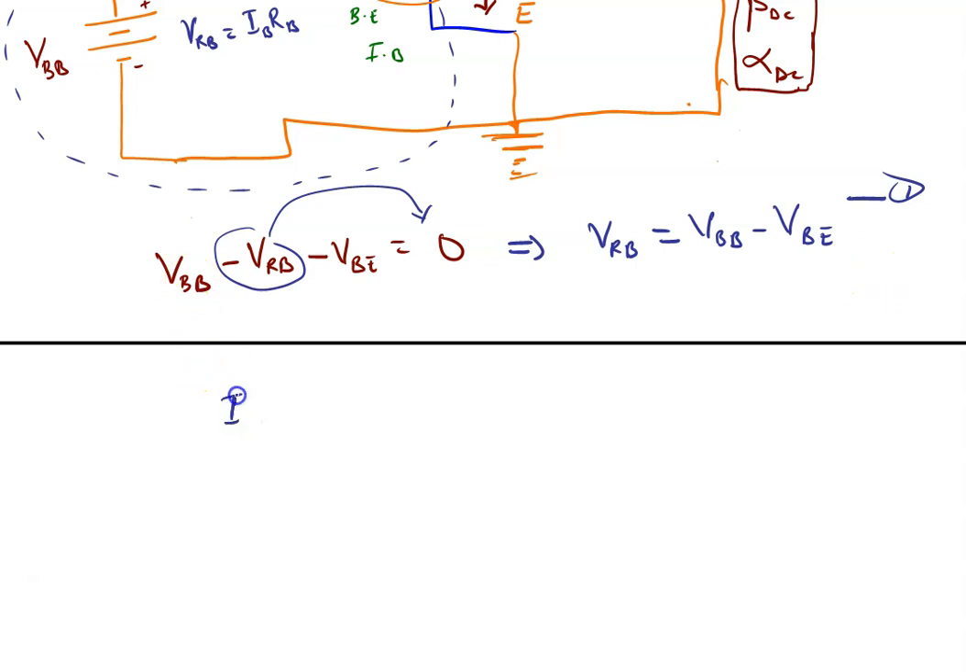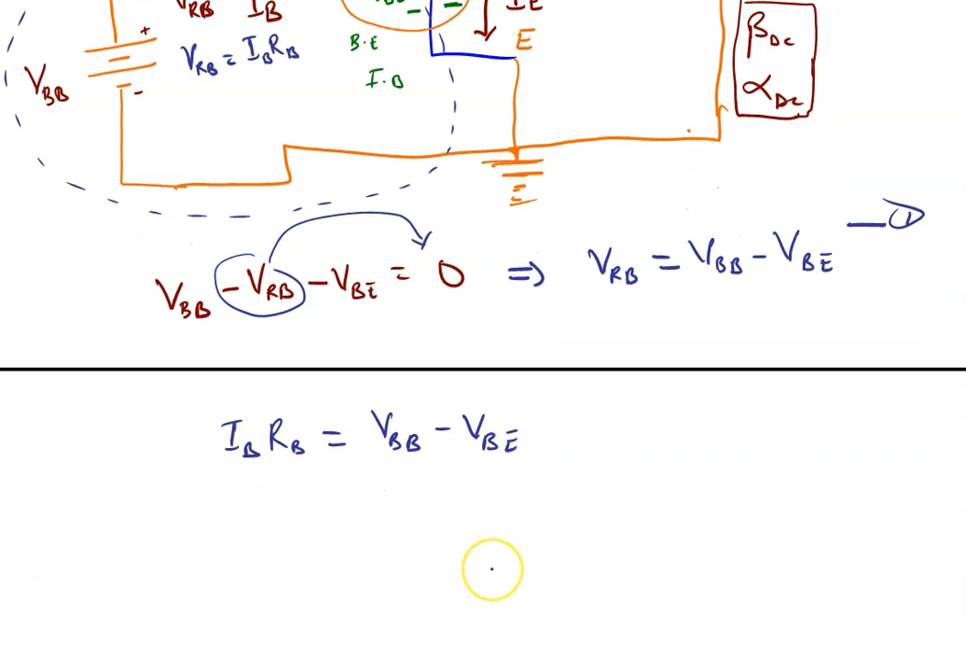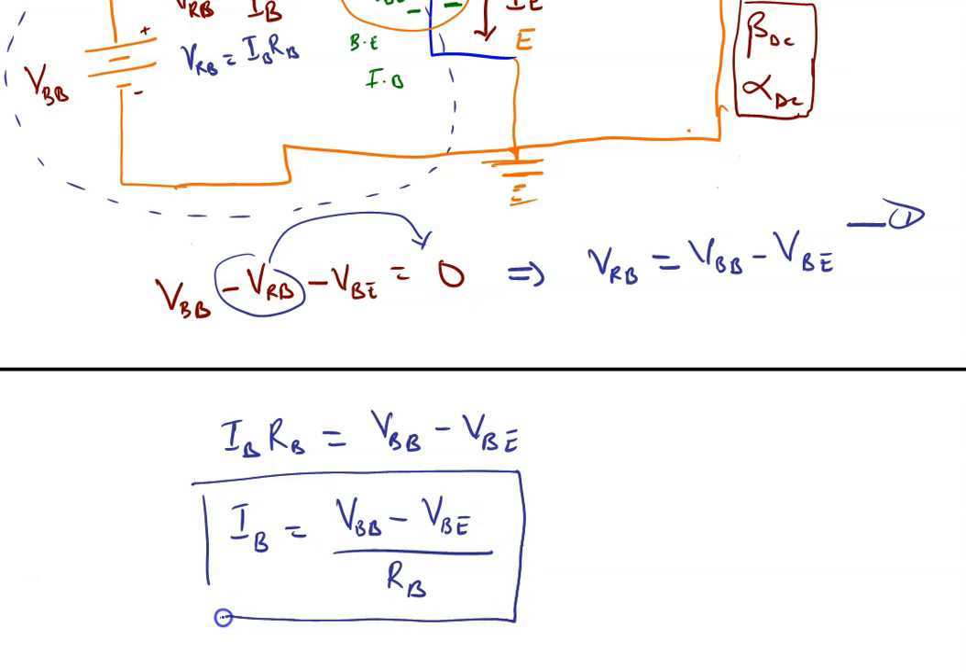I will say that IB, not IRB, right? Let me make it IB so that you will not be confused. So IB multiplied by RB is equal to VBB minus VBE, right? So at this point, what do I have? I'm going to get IB is equal to VBB minus VBE, all divided by RB, right? And this is a key formula you need to know. If you are asked to find the base current, you will need this. At times, you always need this in finding the base current.